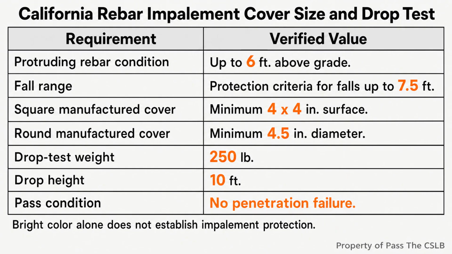I want the drop test to stay vivid in your memory without turning it into drama. Picture a 250-pound bag falling 10 feet onto one concentrated point. The protection has to spread that force and prevent the reinforcing bar from penetrating. Once you picture the test, the reason a thin visibility cap is not equivalent becomes obvious.